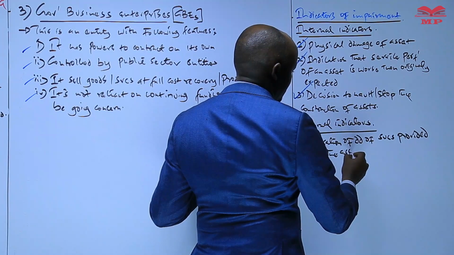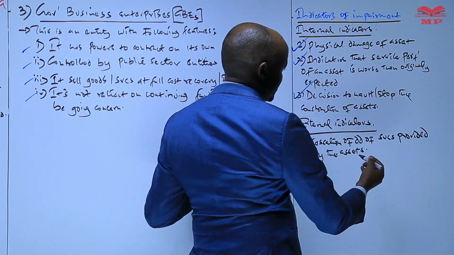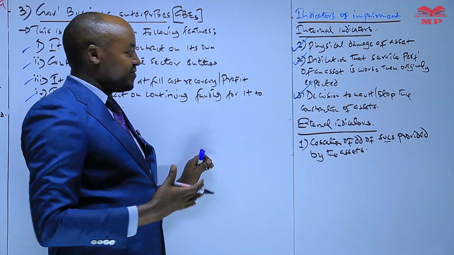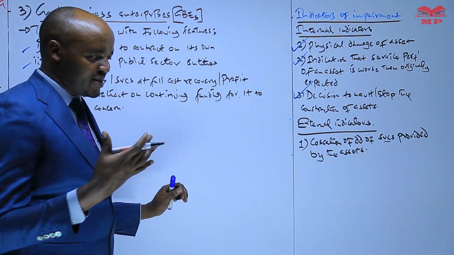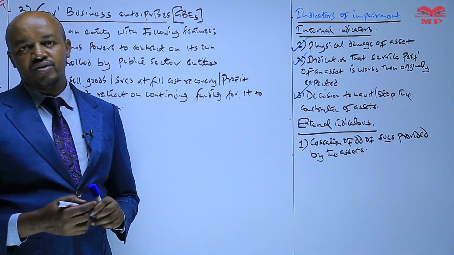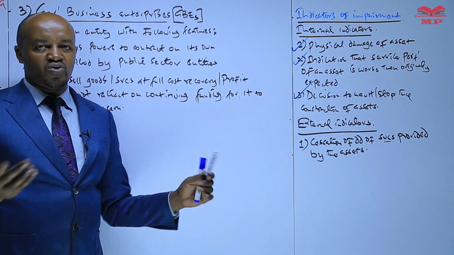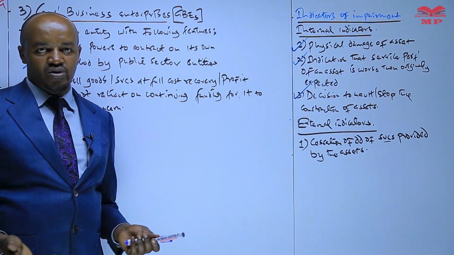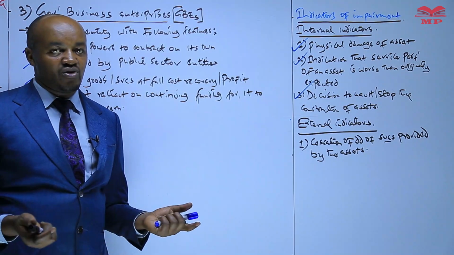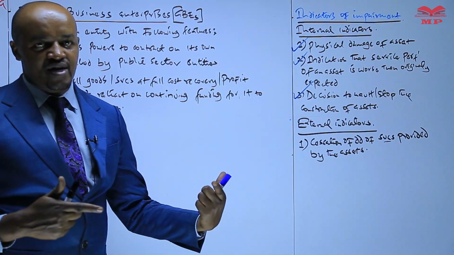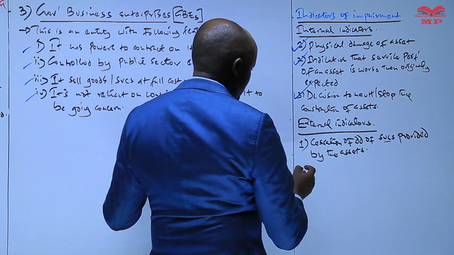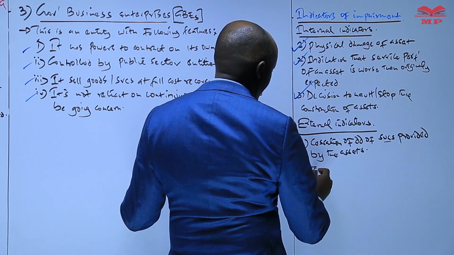In very simple terms, this means that the services which were provided by the asset are no longer needed. Maybe, for example, the national government had constructed some classrooms, and that particular school has been closed down, maybe due to insecurity and so on. So it means that the services which were being provided by those assets are no longer needed. That may show that those assets could be impaired.